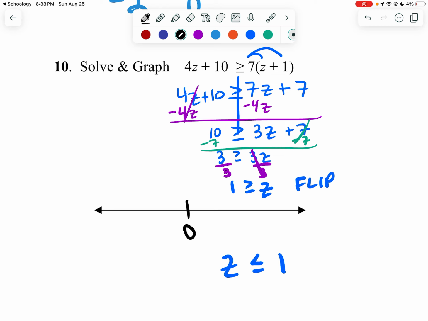Okay, so I have 0, I have 1. This is going to be a closed circle. And then we shade to the left.